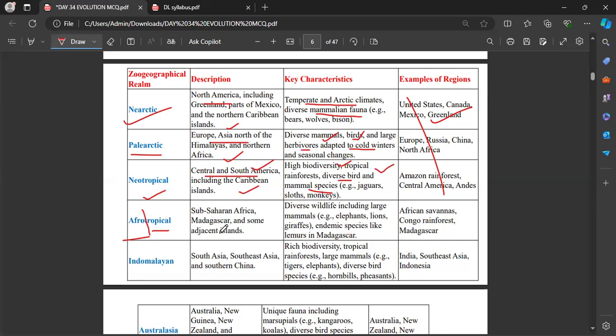It is extremely hot, and that is sub-Saharan Africa. We know that the Sahara is a hot desert, and there is also Madagascar and some other islands. So we can find a large diversity of wildlife here, including large mammals like elephants, lions, giraffes, and endemic species like lemurs in Madagascar. Let me ask you a question. What is an endemic species?